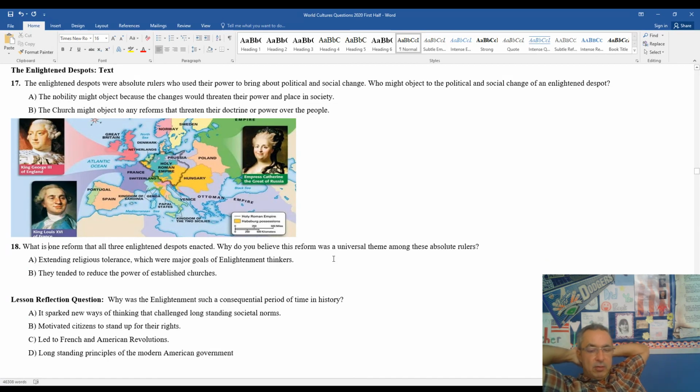And finally, the lesson reflection: why was the Enlightenment such a consequential and significant period of time in history? For one, it sparked new ways of thinking that challenged long-standing societal norms. It motivated citizens to stand up for their rights. It led to the French and American revolutions, not in that order, and long-standing principles of the modern American government. So this kind of gives you a little introduction into the Enlightenment thoughts and even the absolute monarchs, these enlightened despots here. We're going to see how their kingdoms and their reign will be impacted by the Enlightenment as we continue to move forward in history.